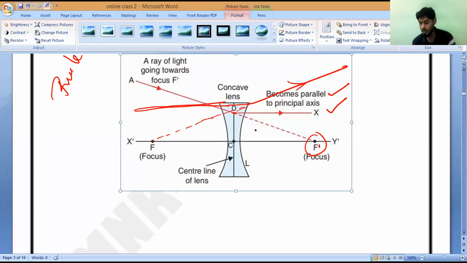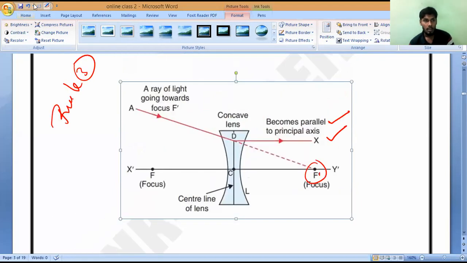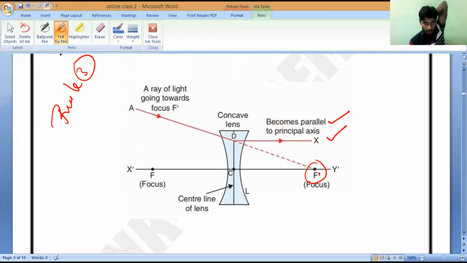Now just opposite to that, that's all. Nothing more is there. So that is what I am telling you. Try to do it now. Do you understand, all of you? Yes or no? These are the three rules which we need to use to obtain the images formed by a concave lens. All of you do it fast.